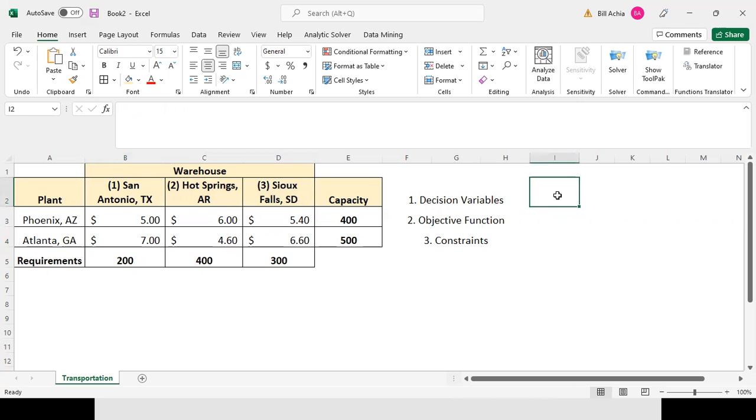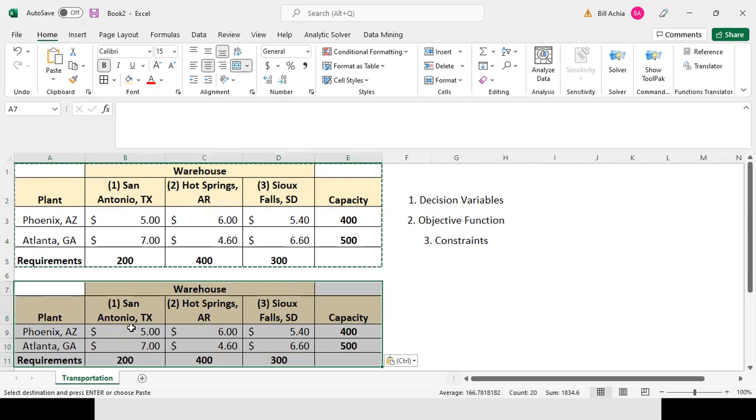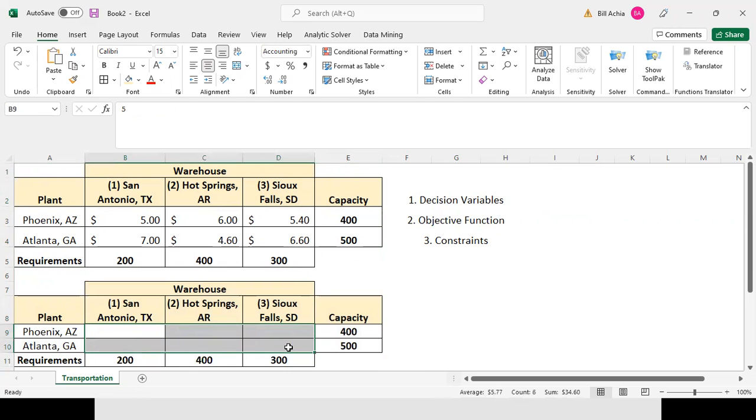I'll keep that in mind, and for the purposes of calculating this, I'm going to copy this table and paste it. So I'll have two tables that look pretty similar. Copy, paste, and now I'll delete the values I have here.